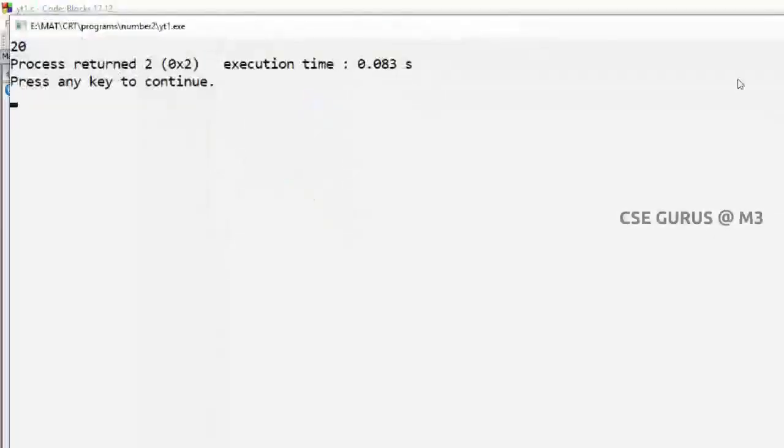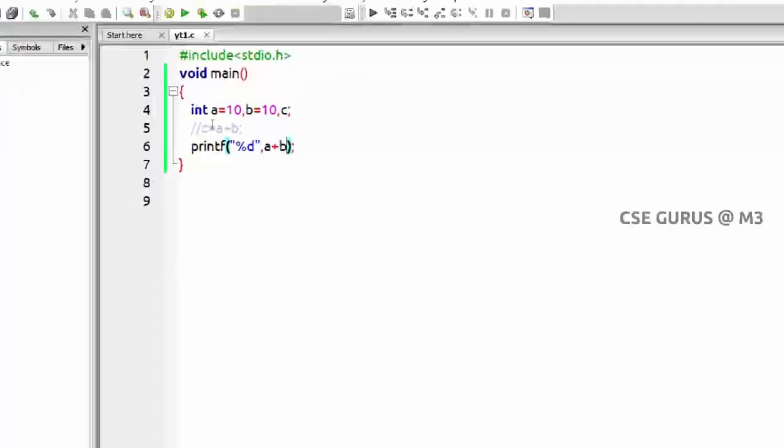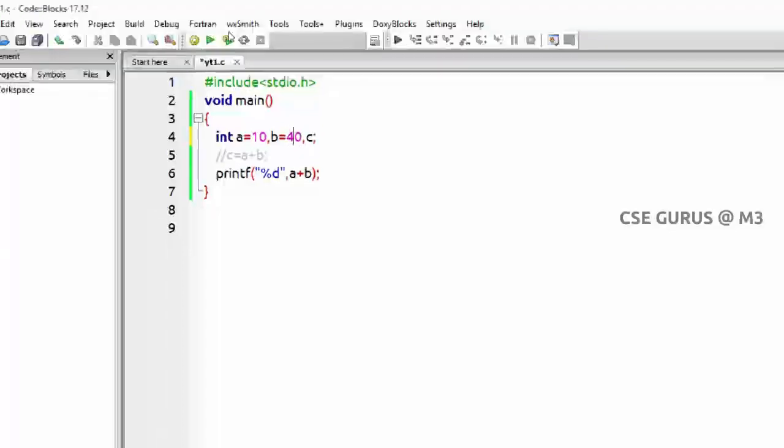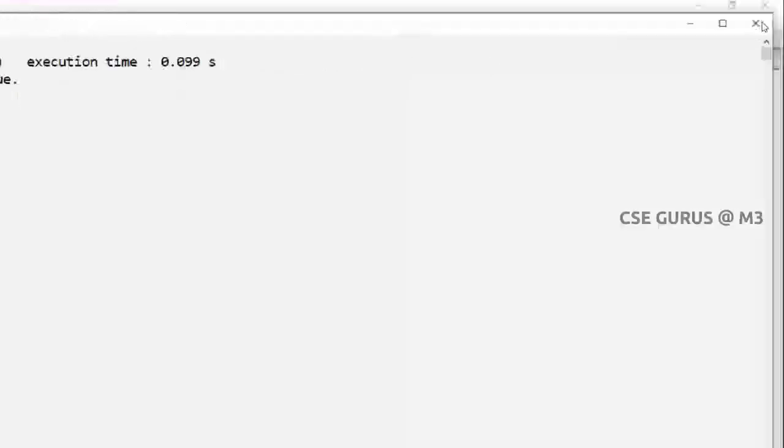You can see here, 20. Of course I have taken 10 plus 10, which is 20. Directly you can get it. And now of course I'll take this one as 40. Of course you will get 50, right? Yes, the output is 50.